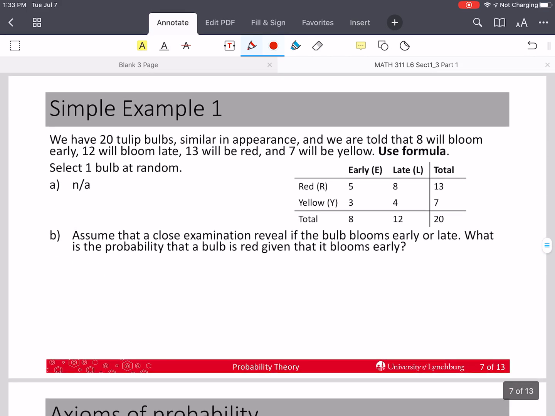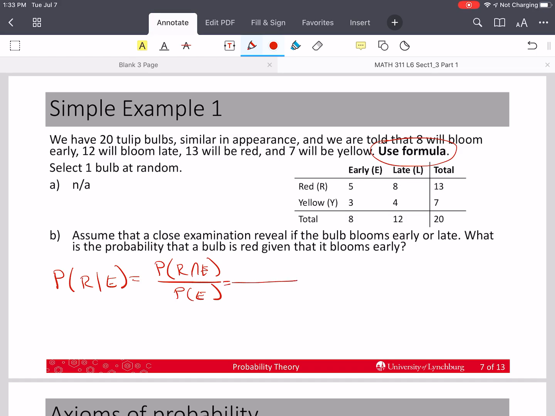So let's go back to our simple example, and now we want to use the formula for part B. So we've got the probability of red given E is going to be the probability of R and E divided by the probability of E. So I need to calculate the probability of R and E. Here's E, here's R, and the and is where these two overlap. So I want R and E, there's 5 of those out of 20 total. So that's my probability, 5 out of 20. And as far as the E's, there are 8 out of 20. And if you know your fractions, you know that you can just cancel these 20s here. But let me work it out longhand with the rules for dividing fractions, invert and multiply.